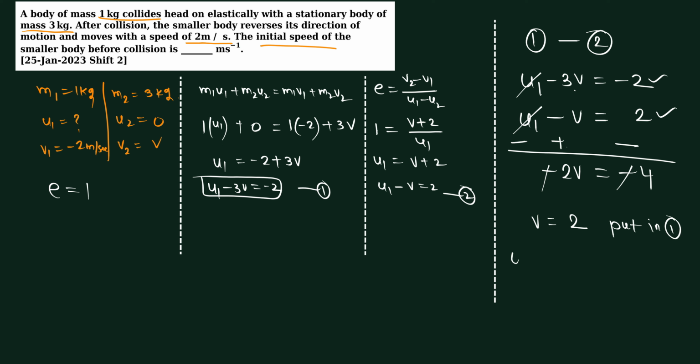v equal to 2, put in equation 1. What is the equation 1 we have? u1 equal to minus 2 plus 3v, right? Just substitute the value of v here. So minus 2 plus 6, which is equal to 4. So what is the u1 value you will get here?